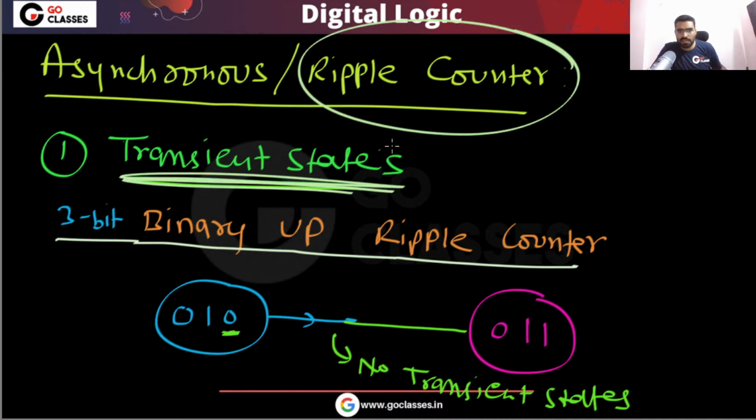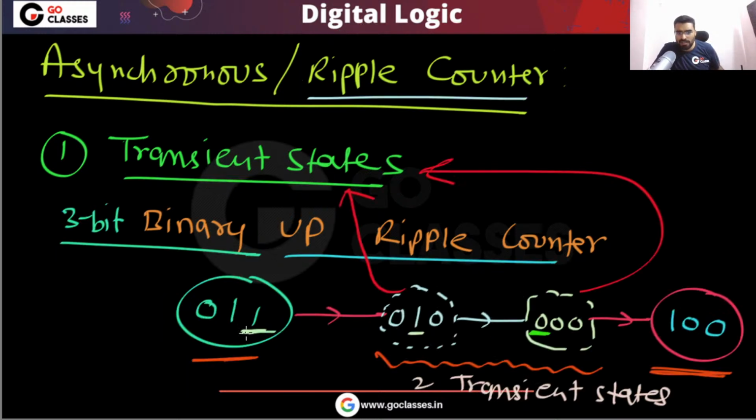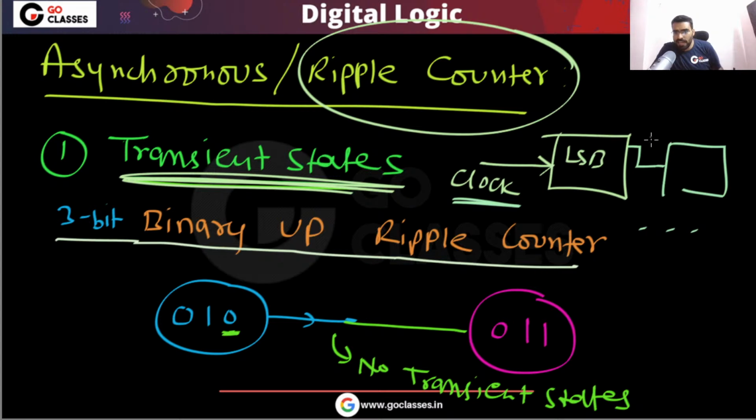Because in a ripple counter, what happens? First the LSB will change. This LSB will change with every clock cycle. And you can notice when the LSB is changing, then the MSB will change. So first the LSB will change with every clock cycle, and then when the LSB is changing, the MSB will change. So this is a problem in a ripple counter.